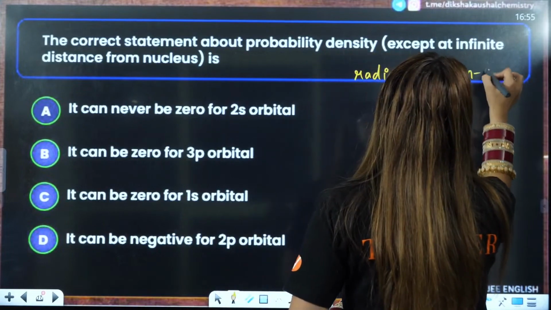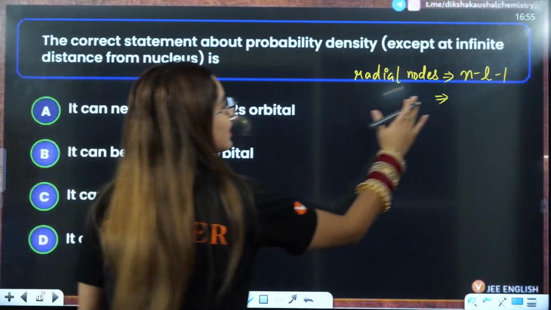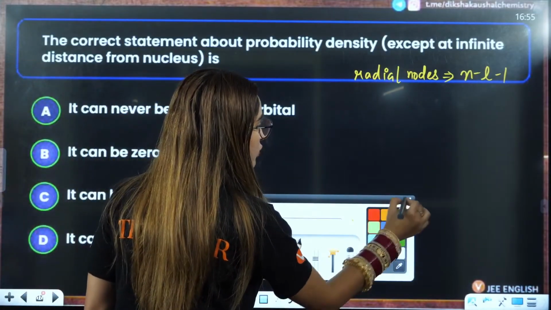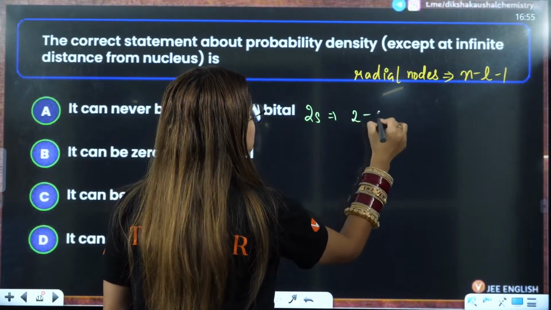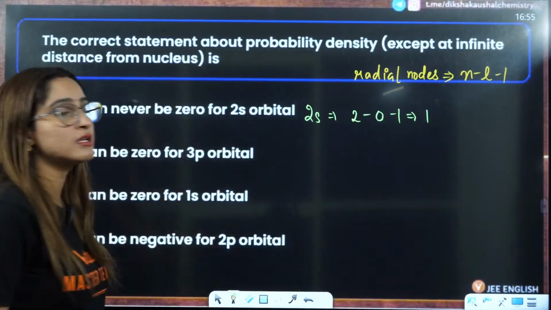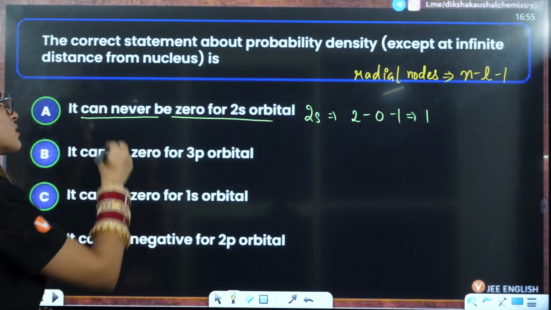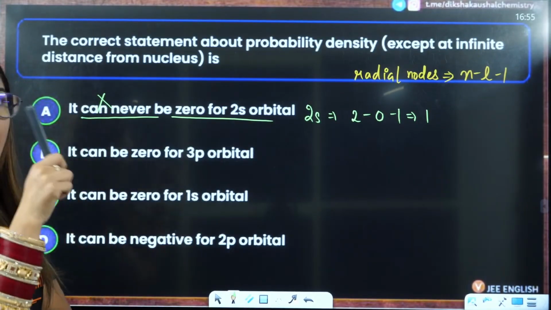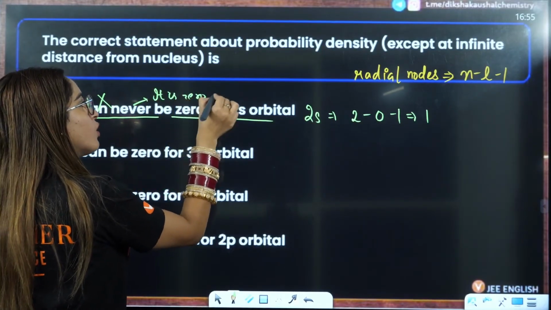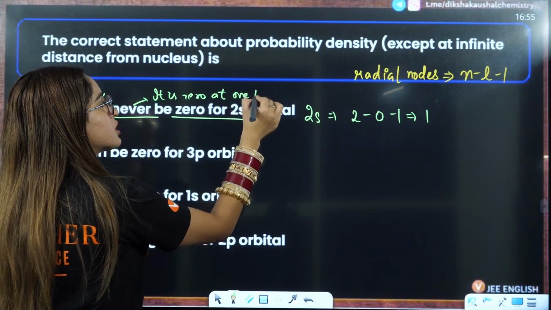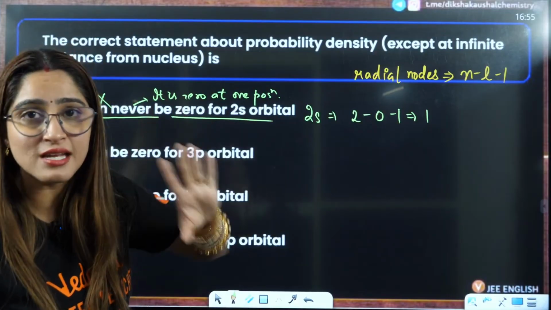The formula is n minus l minus 1, right? For 2s, n is 2 and l is 0, so 2 minus 0 minus 1 gives 1 radial node. And here we are saying it can never be 0 for 2s, which is a wrong statement. Why? Because it is 0 at one position, since it has 1 radial node where probability density is 0.